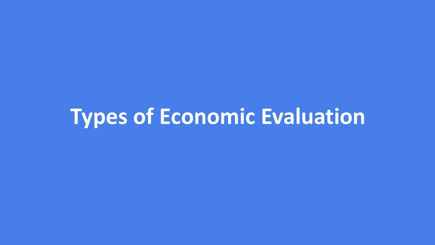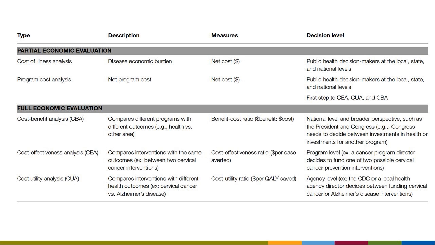So now let's talk about what are the different kinds of economic evaluation. Next slide, please. Maureen sent you a link to a paper that discusses economic evaluation and decision-making in public health. So this table is from that paper. It's a quick reference that tells you what kind of process you would like to choose or do depending on the decision level and what you want to get out of it.